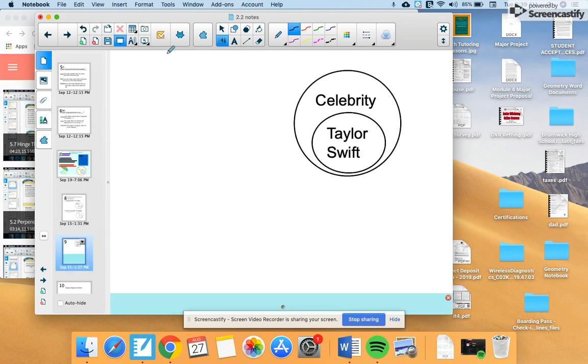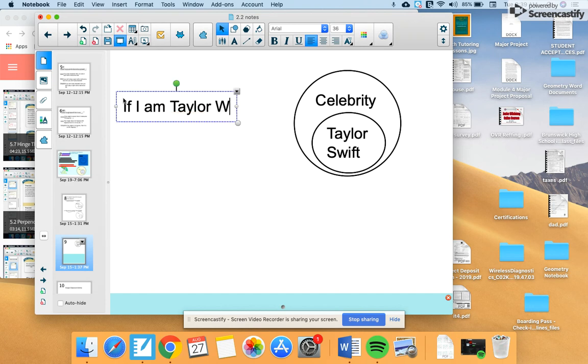Now we're just going to do this backwards. So we're going to write the statement now given the Euler diagram. We have Taylor Swift inside the smaller circle, so that's going to be my hypothesis. And we can make up whatever we want here. So I'm going to go with, if I am Taylor Swift, then, and my conclusion is going to have to be something with celebrity, so then I am a celebrity.